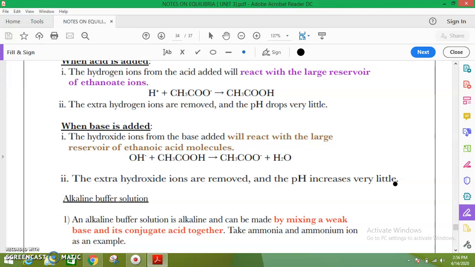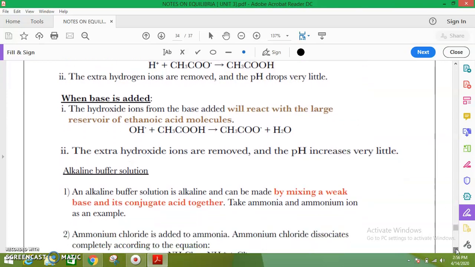There is no large difference. So there is a very small change in pH in an acidic buffer when you add acid and then add base. This concept you need to memorize: when the pH slightly increases and when the pH slightly decreases.